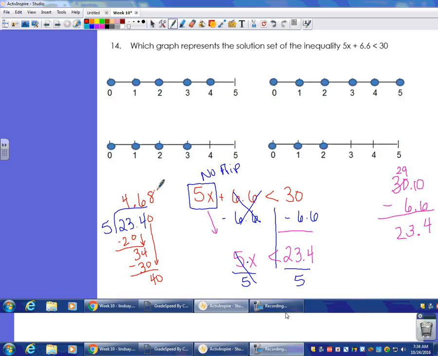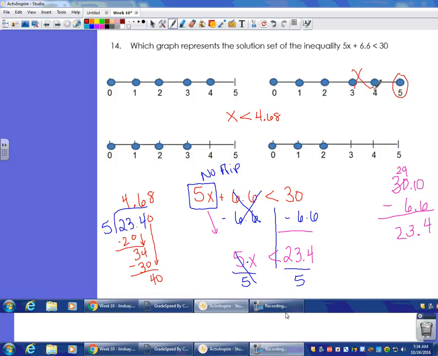So what we have, and I'll just write it up here, is x is going to be less than 4.68. So that means it can't be greater than 4.68. So this one has 5. 5 is greater than 4.68, so this one is not correct.